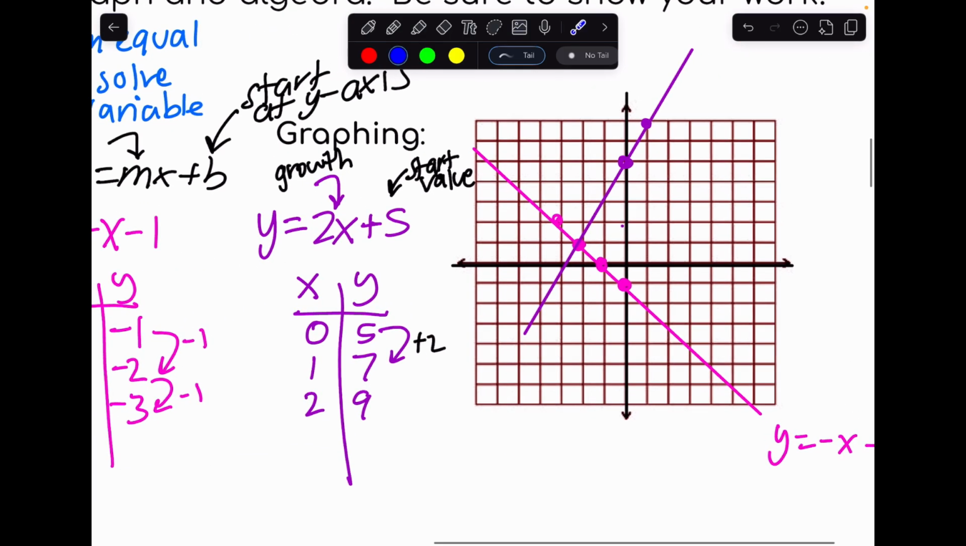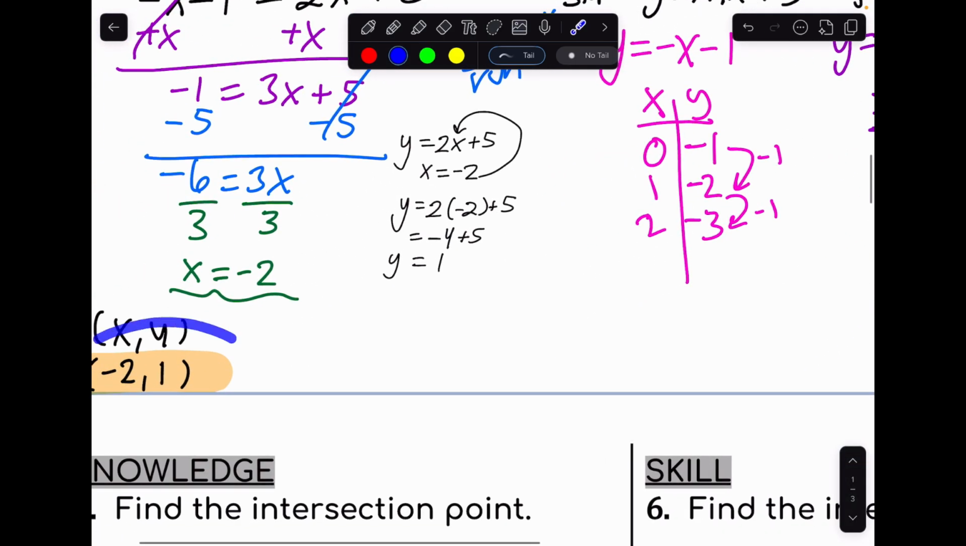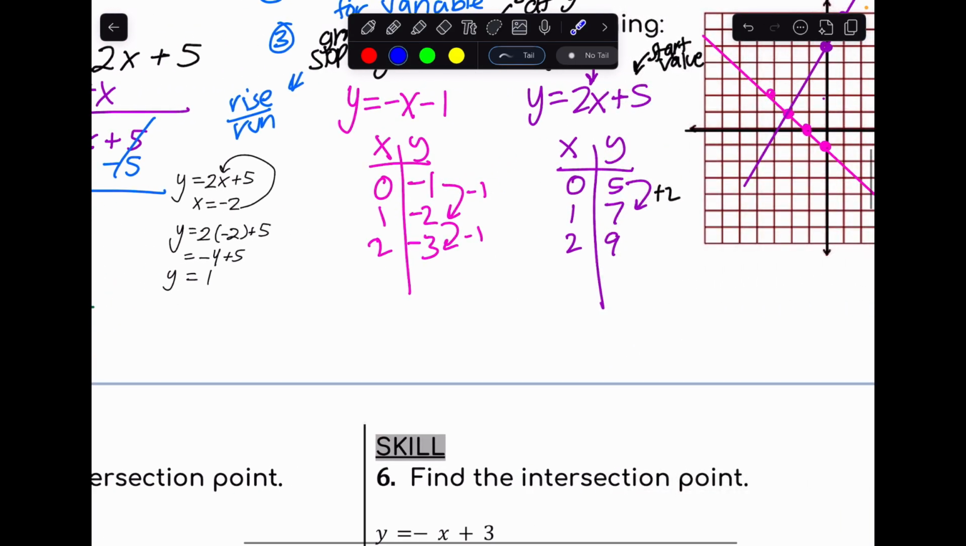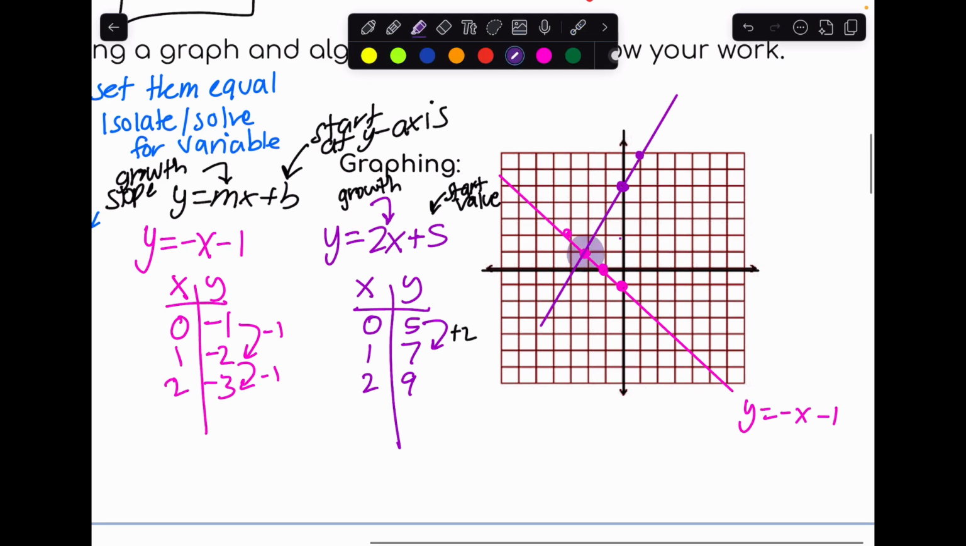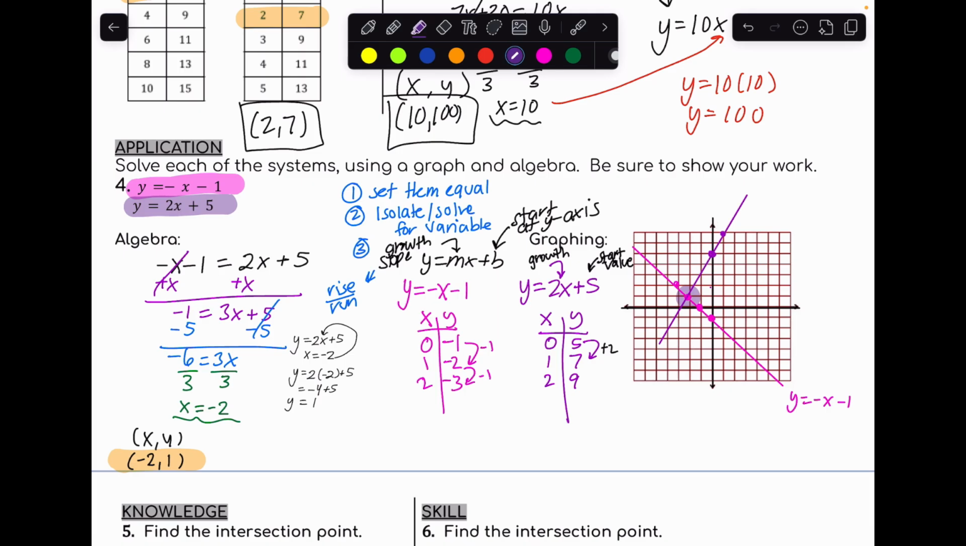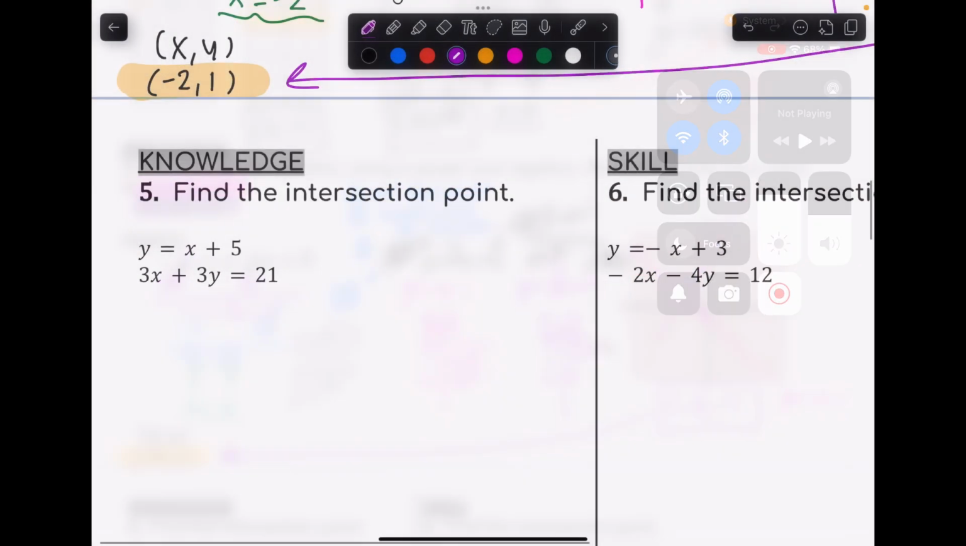Now I'm going to verify: is that point correct? Algebraically, we solved for it, but let's check to see when we graphed it. We said it was -2 and then up 1. That is our point of intersection. Therefore, we know we did it correctly in terms of graphing, because we got -2, 1 when we graphed, and that's the same thing that we got when we solved it algebraically. I find the intersection point.